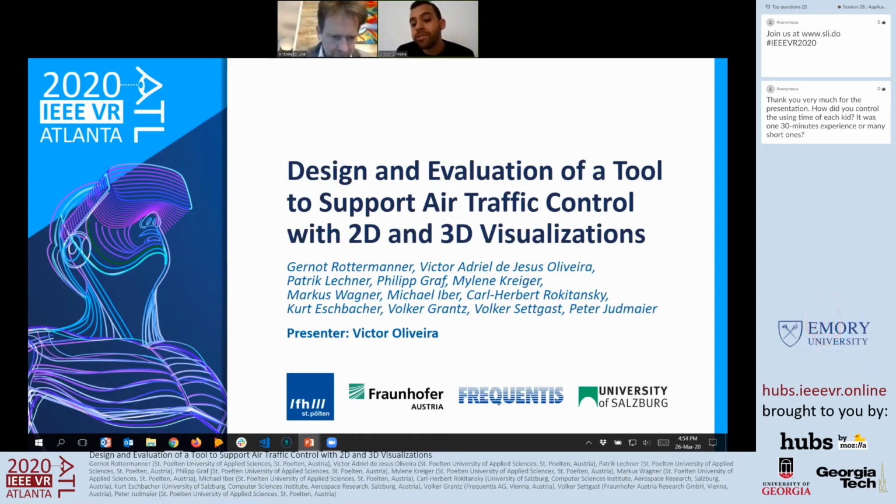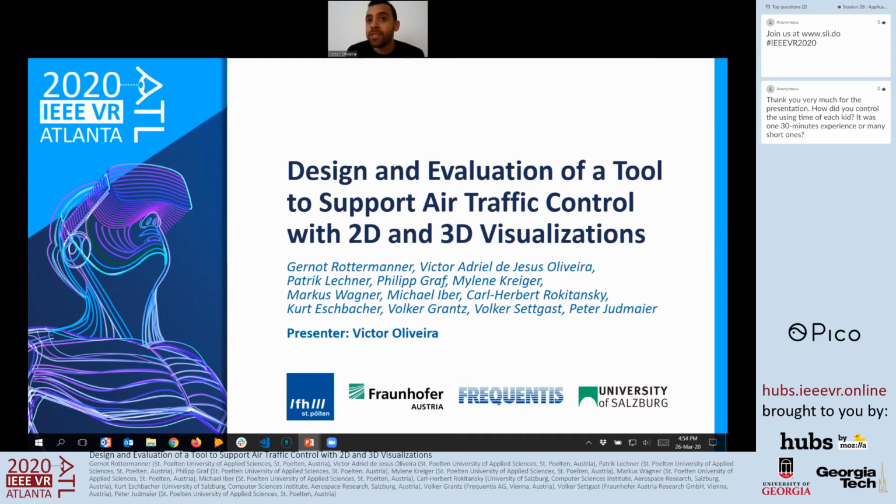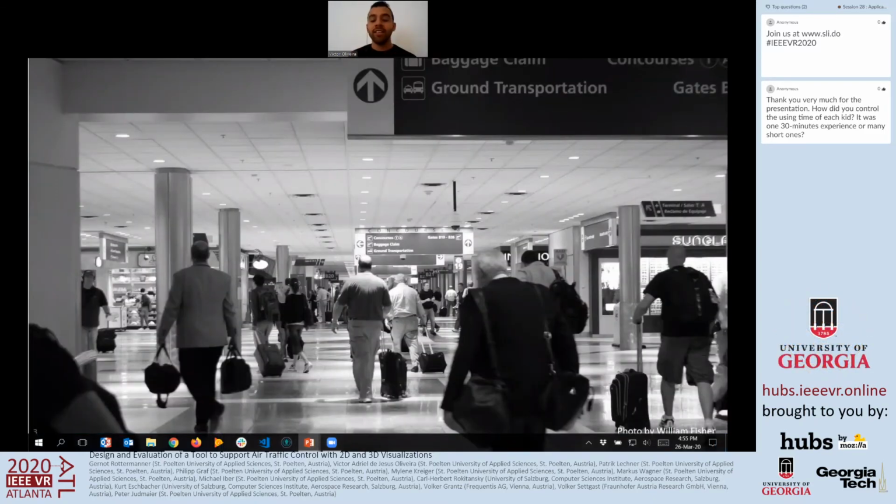This work is also done with the support of our partners at Fraunhofer and Frequentis in Austria, which develop systems for air traffic control, and also the Aerospace Research Group from the University of Salzburg. I'm going to just jump into it. Since we are working on Atlanta time, it's good to start with a picture of the Hartsfield-Jackson Airport in Atlanta. It has the highest air traffic control tower in America and is also the busiest airport in the world. It manages more than 2,000 arrivals and departures a day.